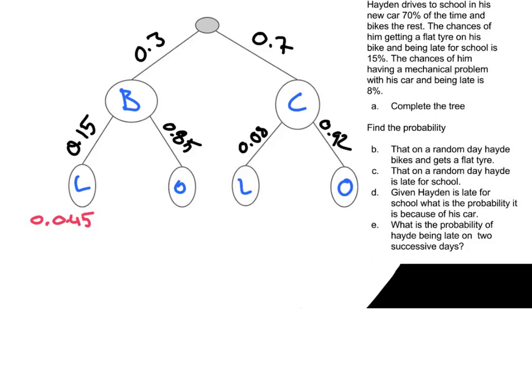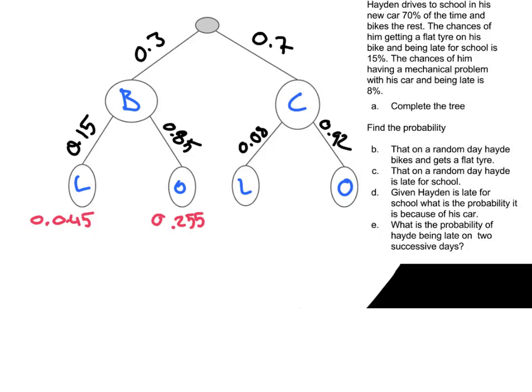Then we need to work out the probability of him being on time on his bike. So 0.3 again, 0.3 times 0.85. Bang. 0.255. So that's the probability that he's on time on his bike, just over a quarter of the time.